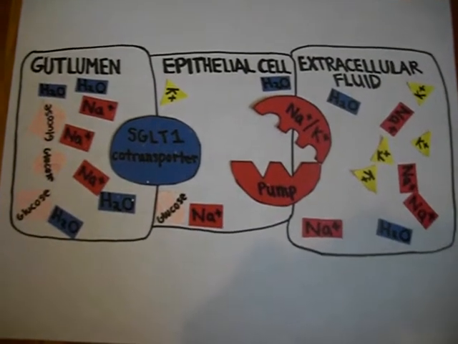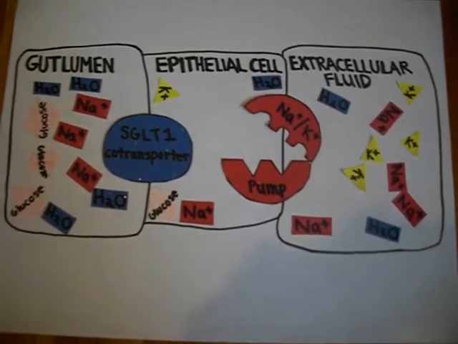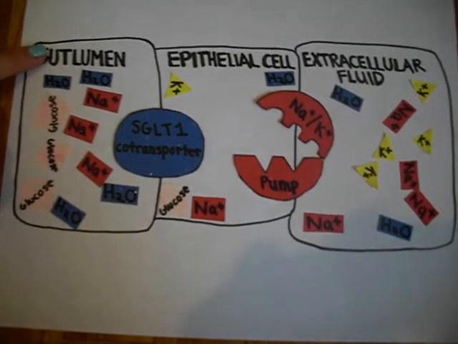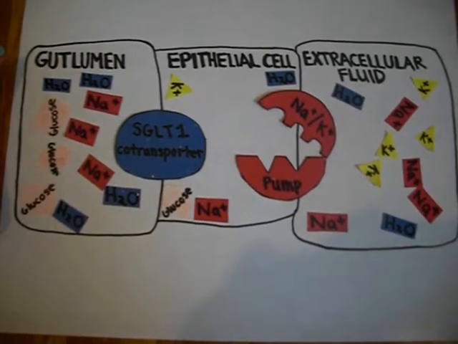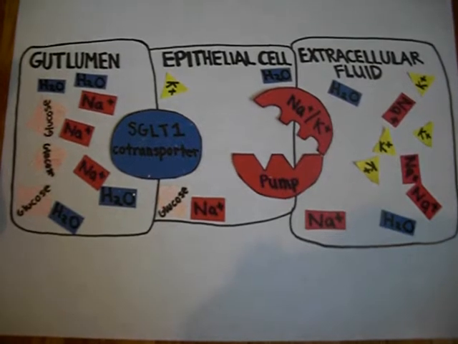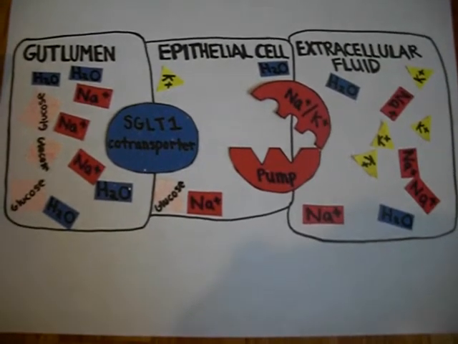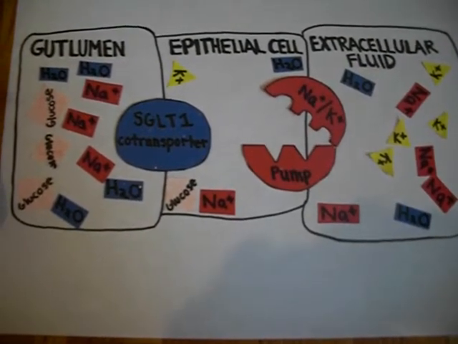This is my demo for the glucose transport system. On the left, I have the gut lumen. The gut lumen is connected to the epithelial cell by the SGLT1 protein, and the epithelial cell is connected to the extracellular fluid by the sodium-potassium pump.